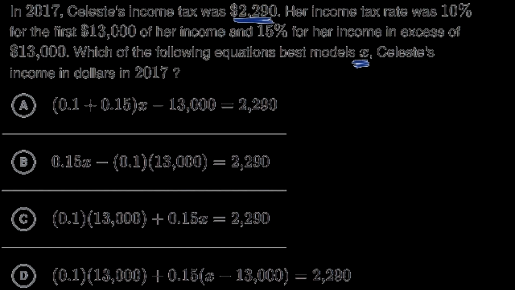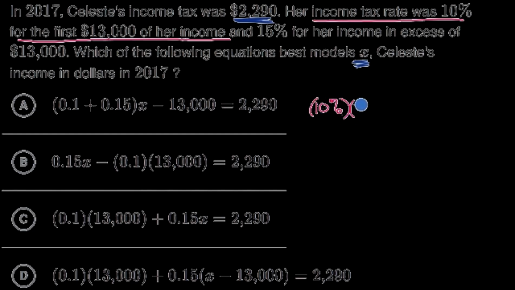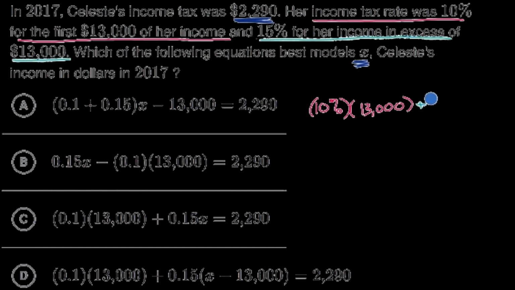So they tell us that her income tax rate was 10% for the first $13,000 of her income. So one way to do that, we could say that would be 10% times 13,000. So I could write it like that, maybe. So that's going to be her first 13,000. And then it says 15% for her income in excess of $13,000. So it's going to be plus 15% times her income in excess of $13,000.